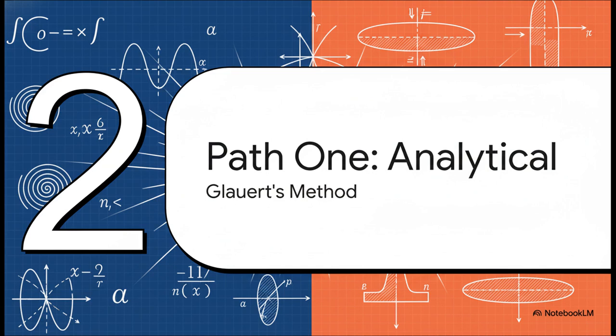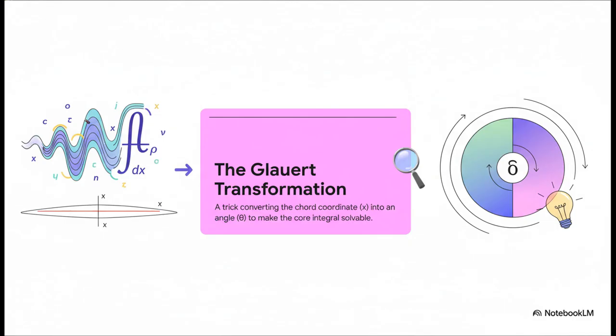All right, let's dive into that first path, the analytical way. This is all about pure mathematics, a method made famous by Hermann Glauert. Okay, so here's the absolute key to making this whole thing work. It's called the Glauert transformation. You see, the main equation is this really tricky integral that runs along the length of the airfoil, which we call x. It's tough to solve directly.